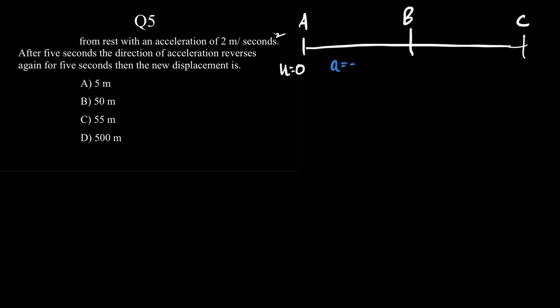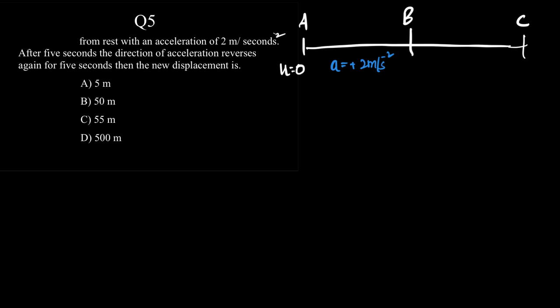See, let us say the object is moving from A to C through B. So at this point, the initial velocity is equal to 0 and the object is moving with an acceleration of plus 2 meter per second square.